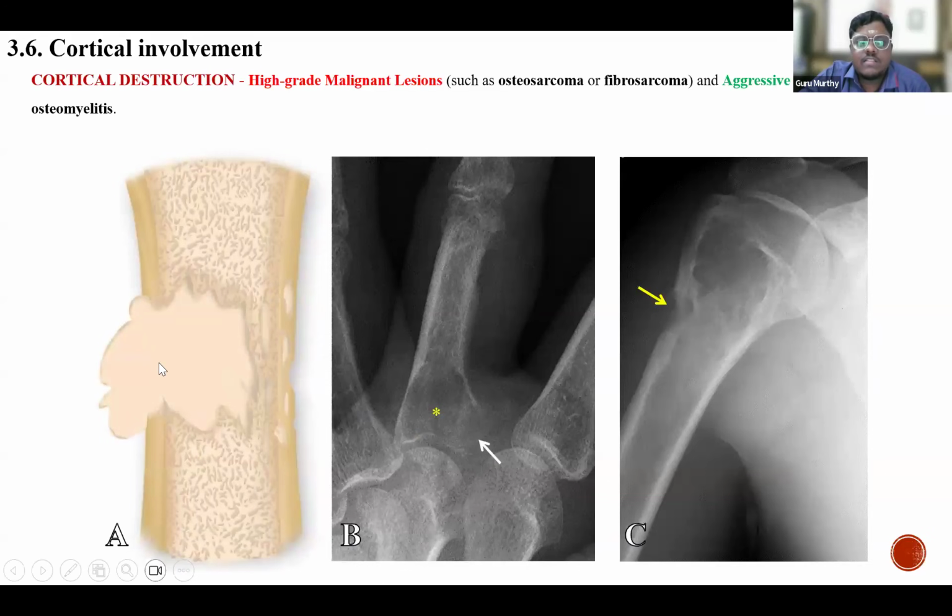Next is cortical destruction. The lesion initially starts with endosteal scalloping, which eventually will break the cortex and start extending beyond the cortex to have some extraosseous component. So this is another feature of aggressiveness. A zone of transition, periosteal reaction, cortical destruction: these three are very important radiographic features to comment on the aggressive nature of the entity.